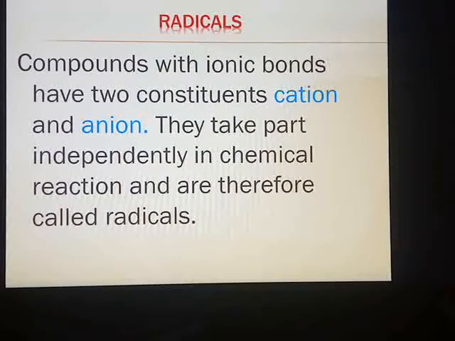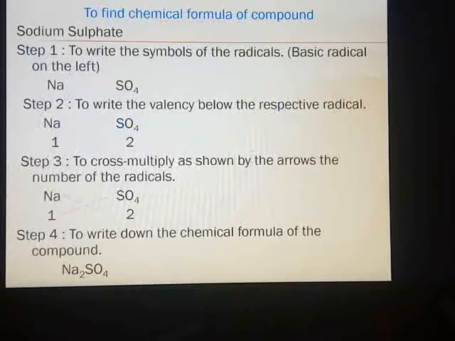You have seen in yesterday's example how sodium as a cation and chlorine as an anion take part in the chemical reaction independently and hence they are called radicals. Our last topic for the chapter is to find the chemical formula of any compound. N number of examples we have studied. All the textual examples I have covered. One more example just for your practice.